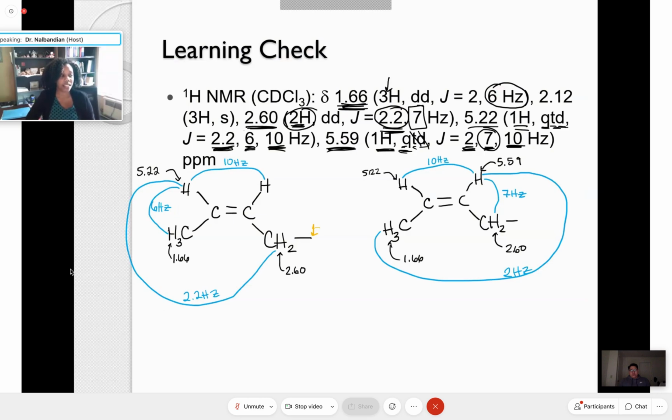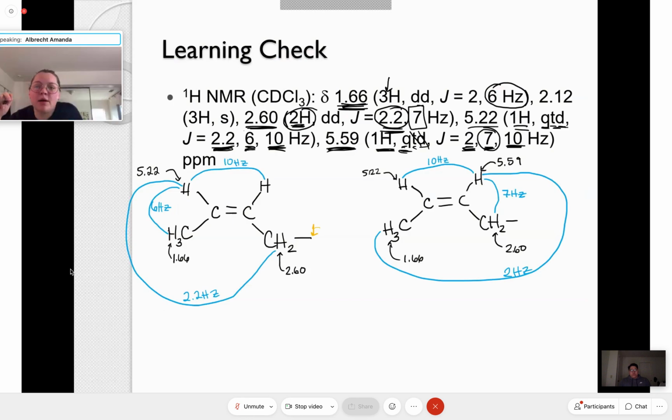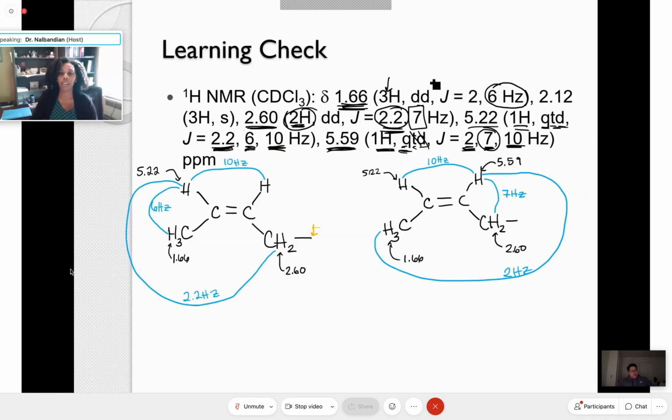Other questions? I had a question. Last semester when we did these problems to show how many hydrogen neighbors, if it was a doublet, we'd have to show the 2 minus 1 equals 1 neighbor. Do we still need to show that in our work? No, you didn't have to do that math.